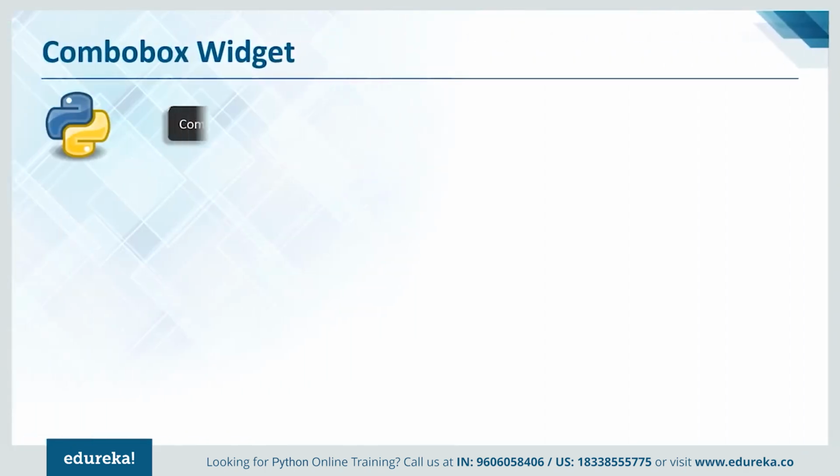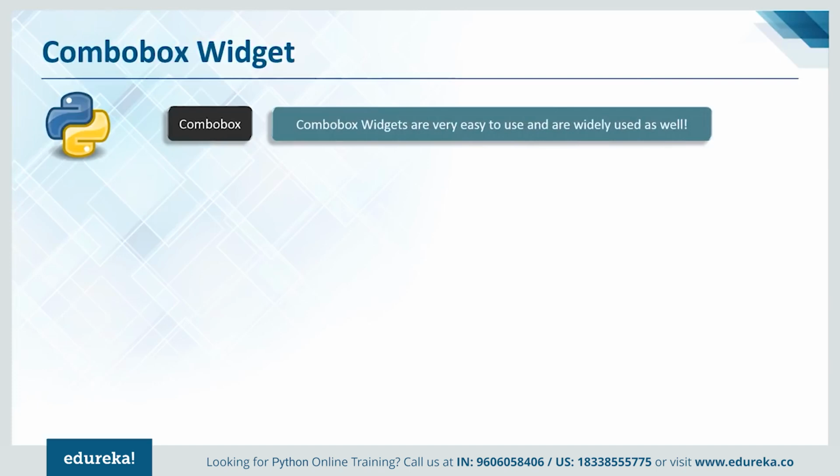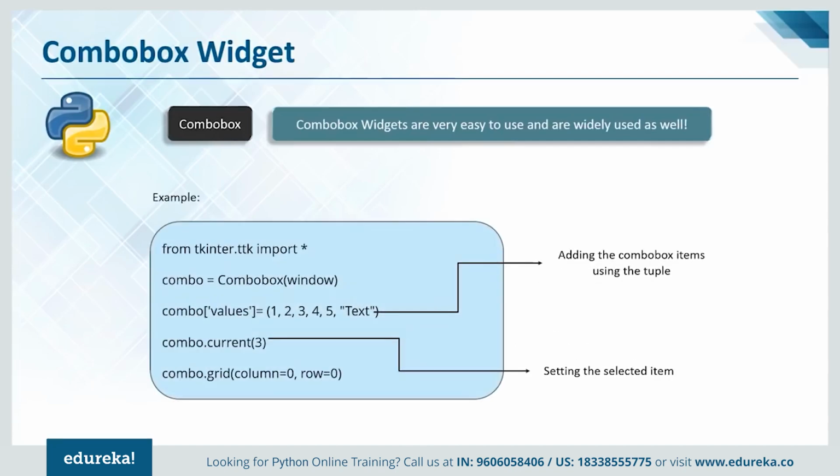So next up, we will check out the combo box widget. Can you guys guess what a combo box is? It is just a drop down menu with options, guys. Check out that there are no parameters for the combo box definition apart from the window, right? In the next line, we have defined certain values such as numbers ranging from 1 to 5. And next we have something called text as well.